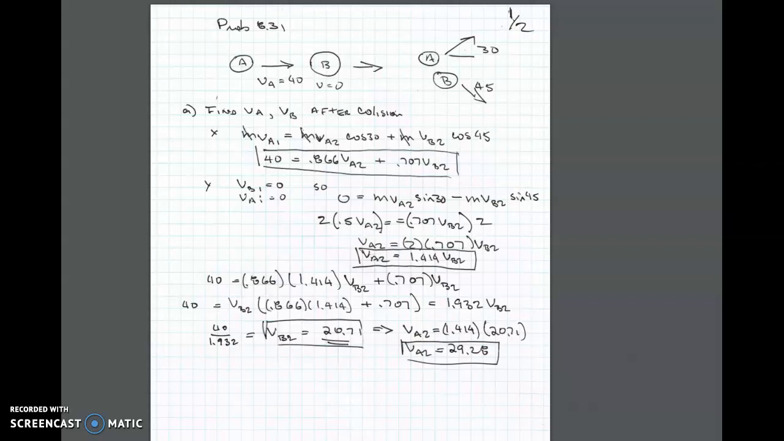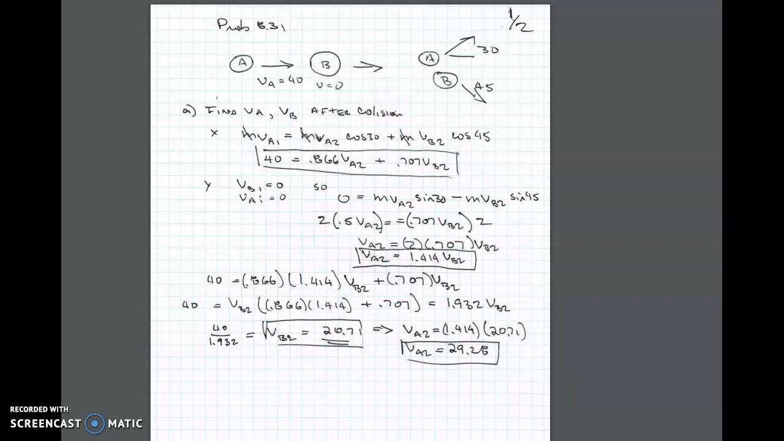Asteroid A is moving toward asteroid B with a velocity of 40 meters per second. And object B is at rest relative to that. So object A hits object B, and we're asked to find the resulting velocities of A and B after the collision. About all they do tell us is that A goes off at an angle of 30 degrees relative to the horizontal, and B goes off at an angle of 45 degrees relative to the horizontal.